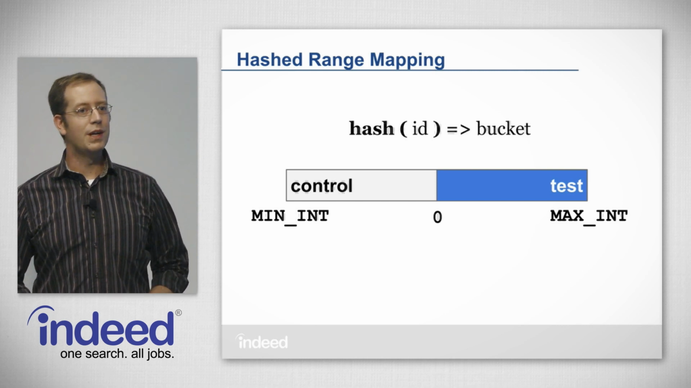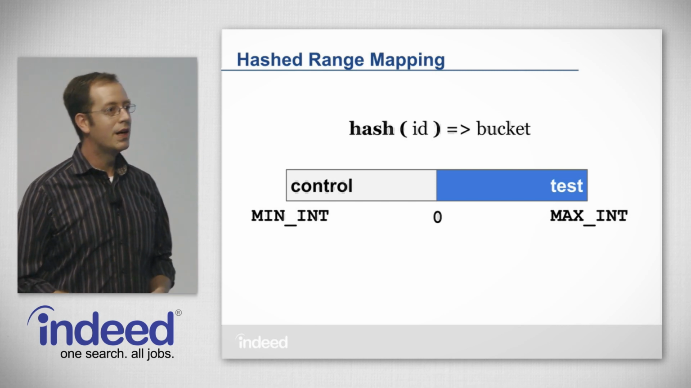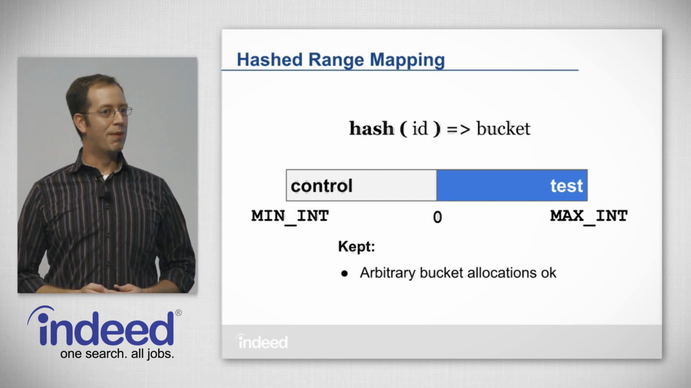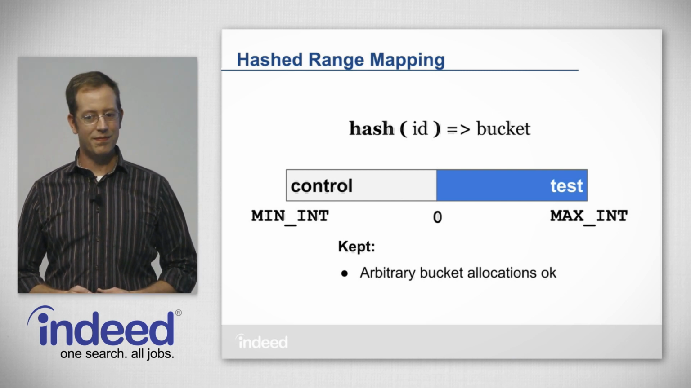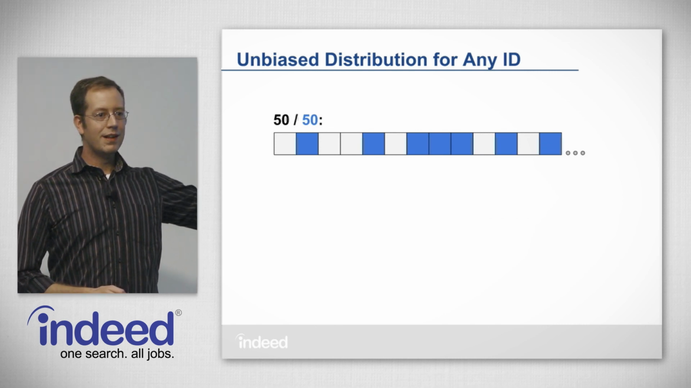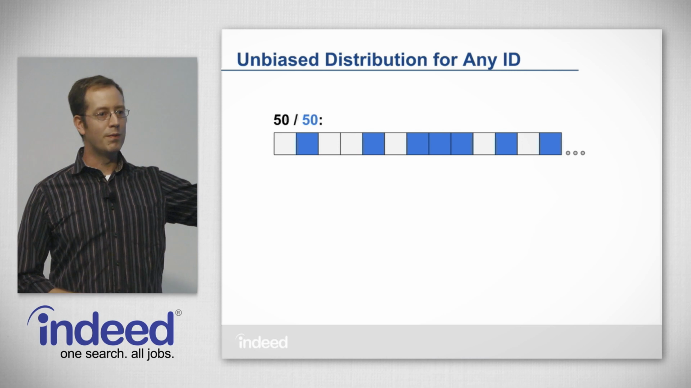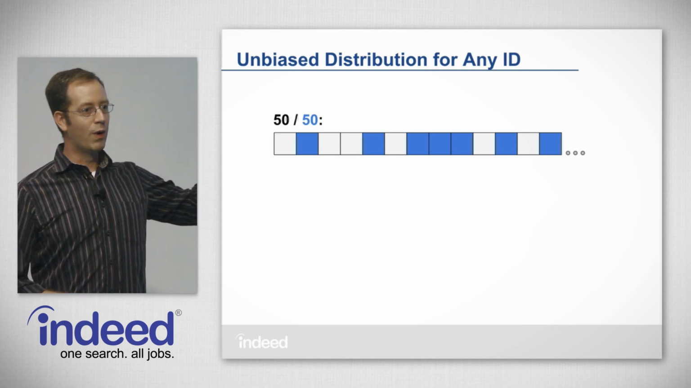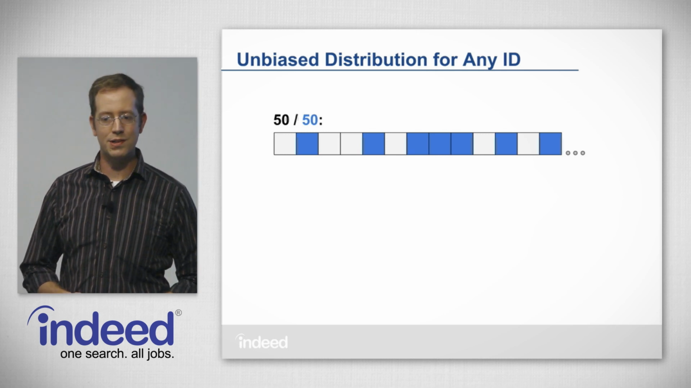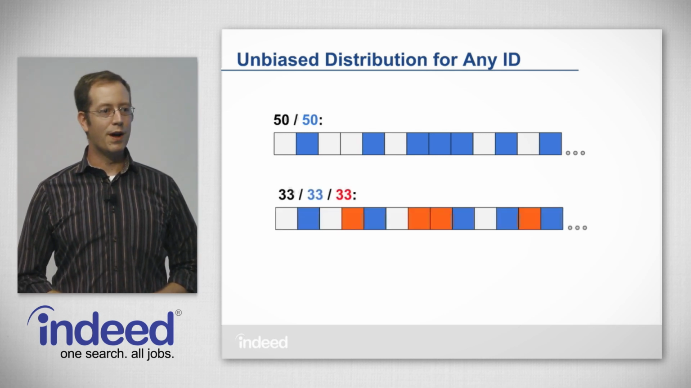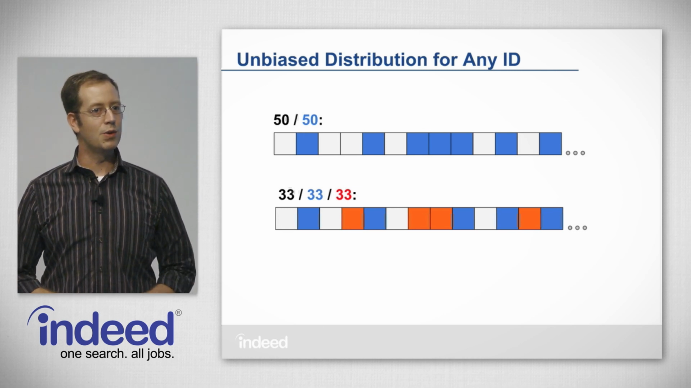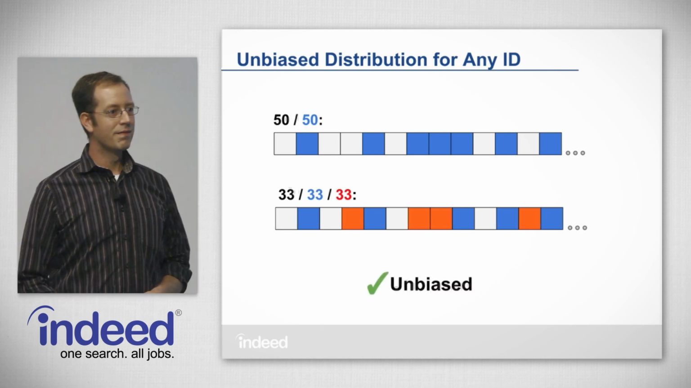Everybody less than 0, you're in the control group. Everybody greater than 0, you're in the test group. We've now kept our arbitrary bucket allocations. Great. And now, as we increment through our IDs, they've been hashed out to a completely uniform distribution among our buckets. Every one of our individuals is getting something that is unpredictable based on what their ID was. This works for a 50-50 split, a 33-33 split. Any split that we can break those ints into, we're going to get a good distribution across it.